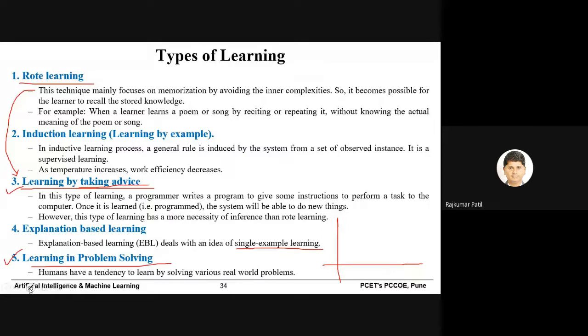So these are the different types of learning. If the learning takes place just by mugging, then it is called rote learning. Based on certain relationships and observed data, if we are learning, then it is called inductive learning. In certain situations we take advice, so it is called learning by taking advice. Then explanation based learning is also there, and again learning by problem solving.